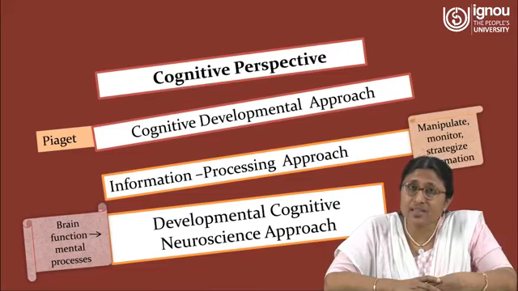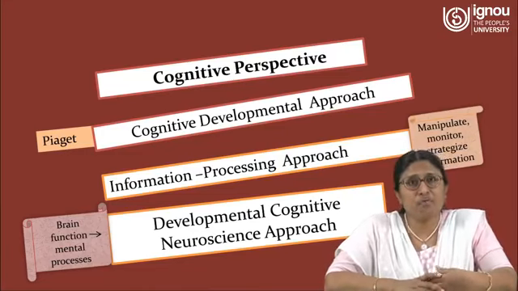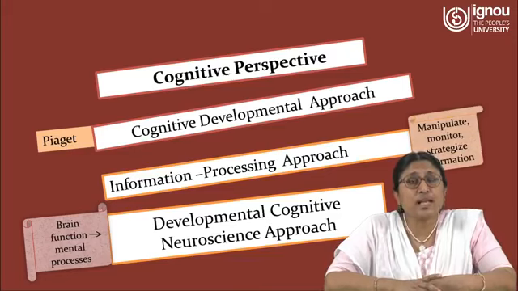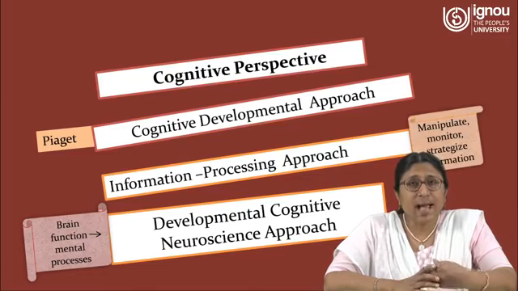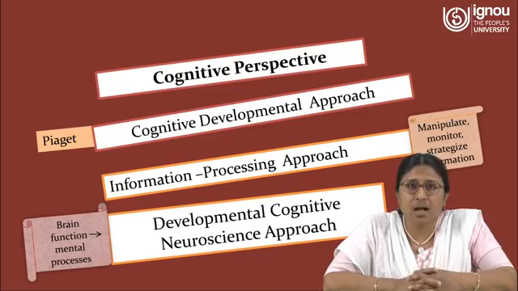Cognitive, we know that the emphasis is upon the thinking process, the memory process, how the brain functions, that is important. And next, in this perspective, the next important approach is the information processing approach. In this approach, we can see how the child manipulates information, monitors it, and the strategies that are used for getting this information. This becomes important in the information processing approach.